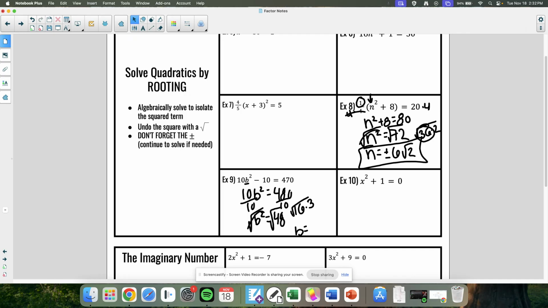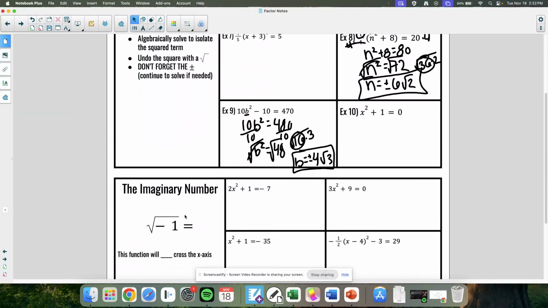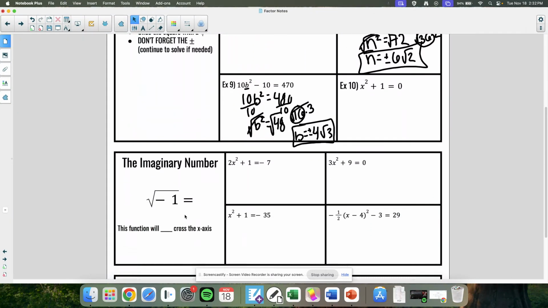16 times 3. When that 16 comes out, the square root of 16 is 4. I still have my square root of 3 on the inside. I took a square root, so I have to throw a plus or minus sign in front of it to leave me with plus or minus 4 root 3. So that graph would hit the x-axis 2 times, once at the positive, once at the negative. All right, one last one.